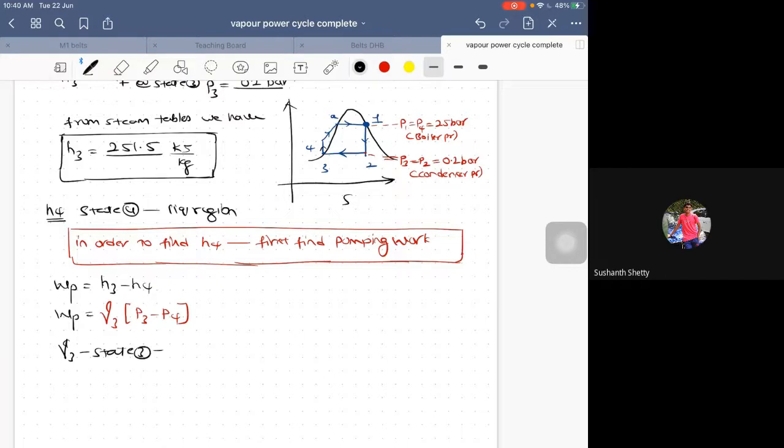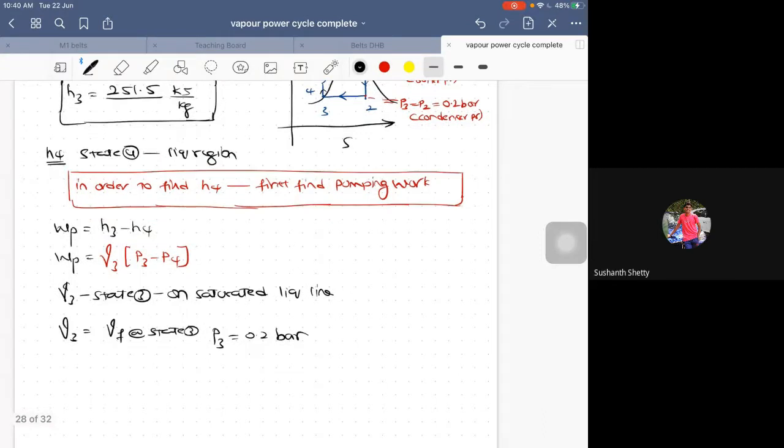State 3 is on the saturated liquid line. So if it is on the saturated liquid line, V3 is what? V3 is Vf at state 3. For a pressure at state 3, which is equal to 0.2 bar, if I calculate the value of Vf at 0.2 bar, that will be the value of V3.